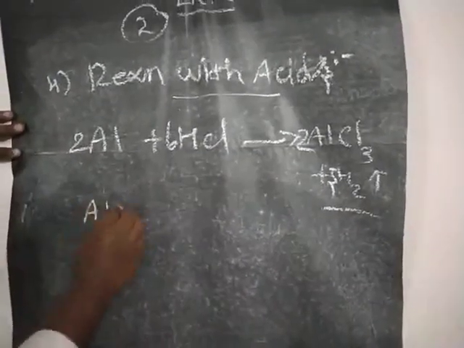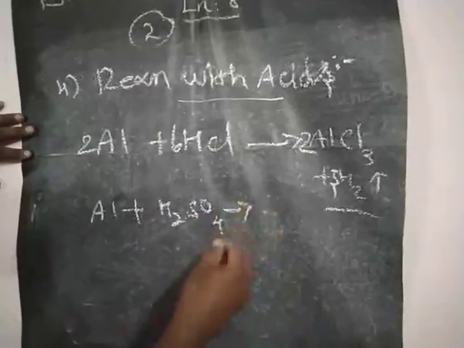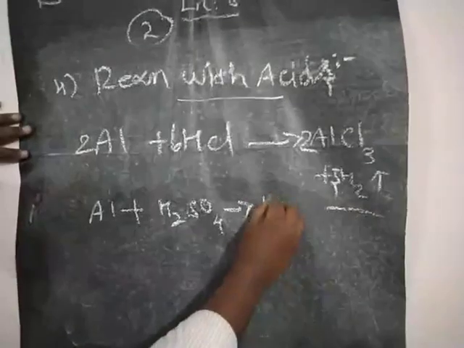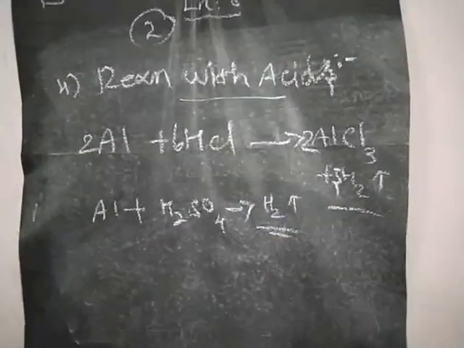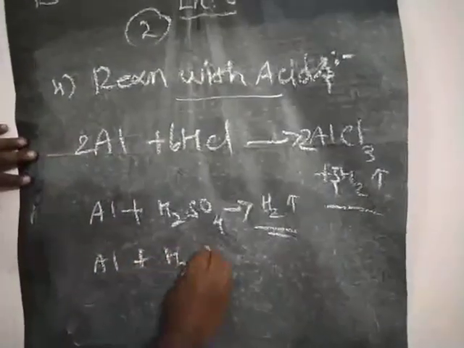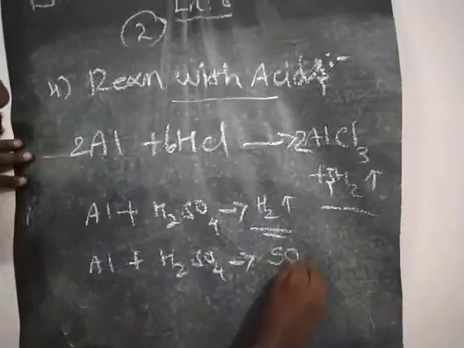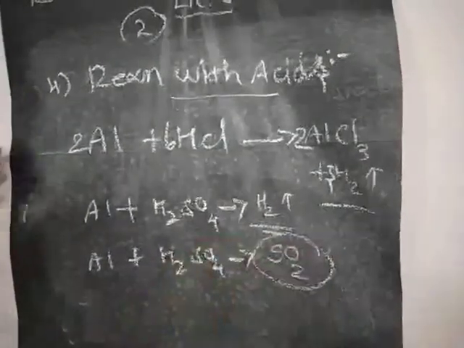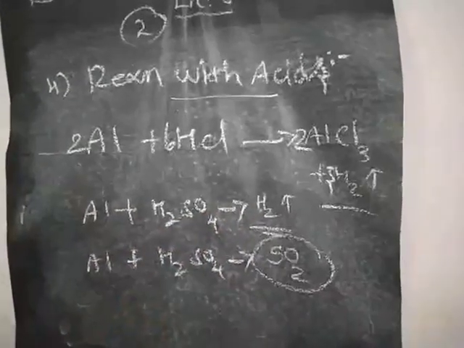With dilute sulfuric acid, what type of gas is liberated? H2 gas is liberated. If we increase the concentration, what type of gas is liberated? Sulfur dioxide gas is liberated. That is the difference between dilute sulfuric acid and concentrated sulfuric acid.